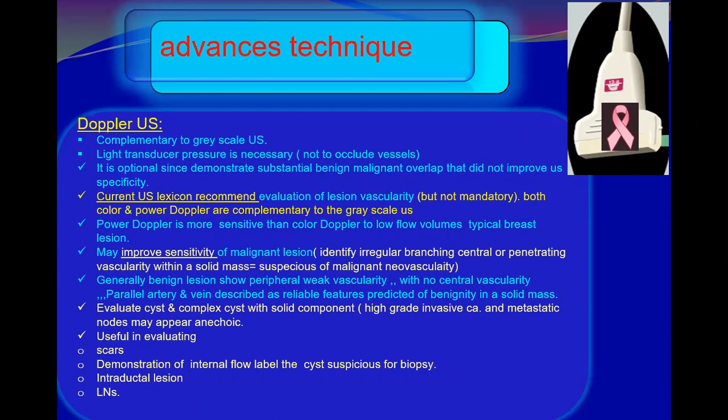Why? Because there is substantial overlap between benign and malignant features. But before characterizing these types of lesions, an important technical issue while doing Doppler: we should not press hard. The transducer should be lightly pressing into the lesion so as not to occlude the vessels. Otherwise, you might not detect vascularity. If you press hard, this is one technical issue.